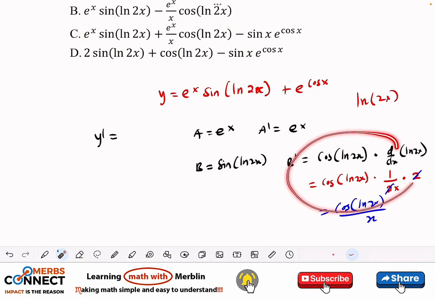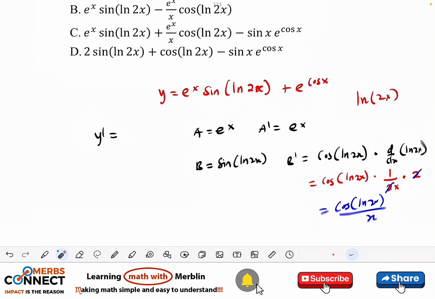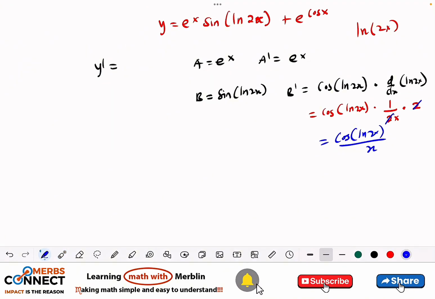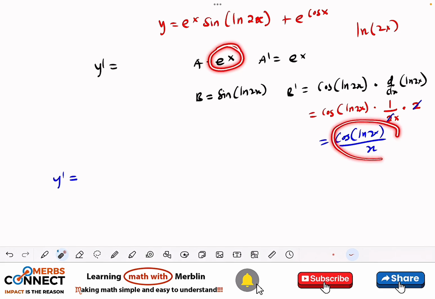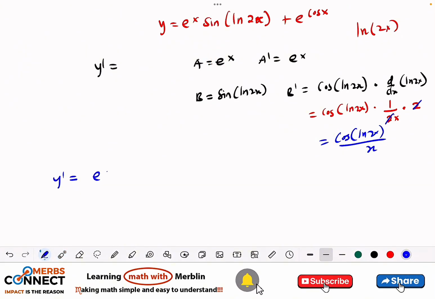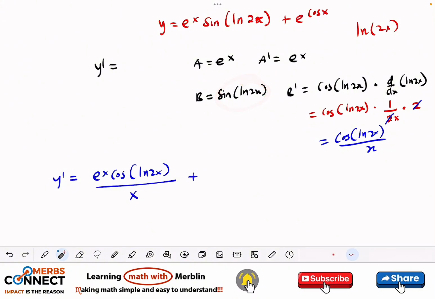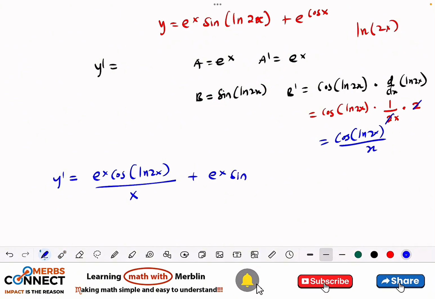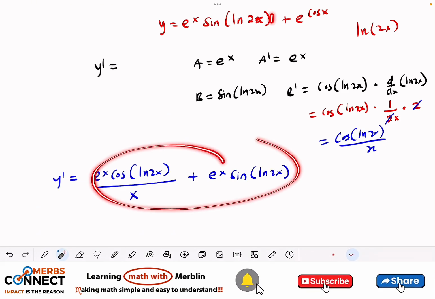So this is the product rule for this only. So now let's write out the y prime. So y prime will be equal to this times this, which is going to give us e to the x cos ln of 2x divided by x plus this times that. So we are going to have e to the x sine ln of 2x.